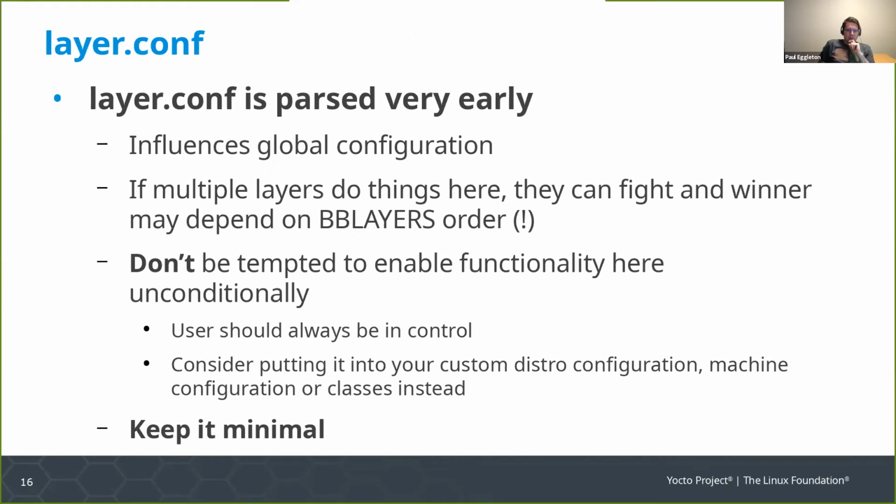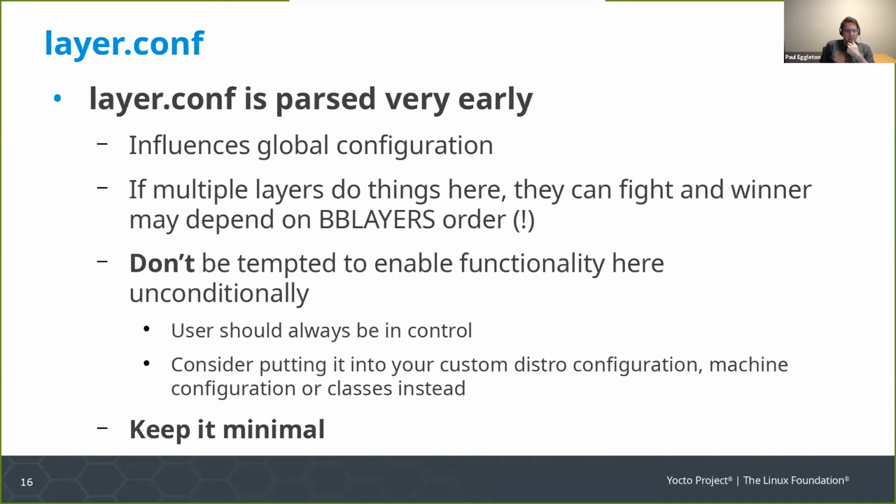So really the first thing to look at in a layer is the layer.conf. It's certainly one of the first things that BitBake looks at. It's parsed very early on in the process. It influences the global configuration, and you have to be careful what you're doing in here. If multiple layers start doing things and they conflict, the winner might actually depend on what order the user has put the layers in BBLAYERS, which is not a great thing for getting consistent behavior between the user and what you expect.